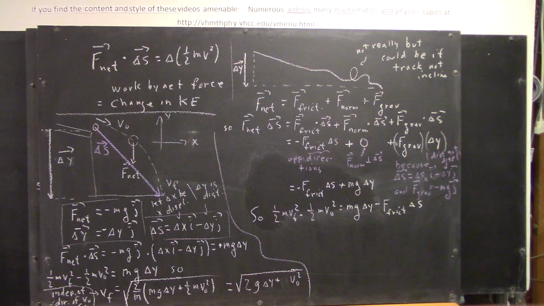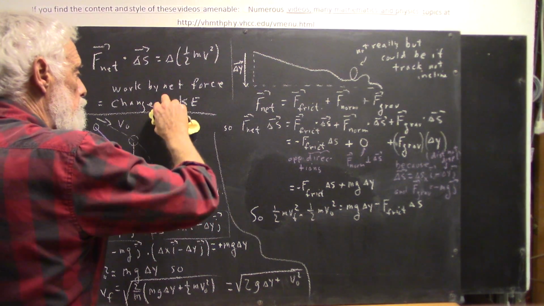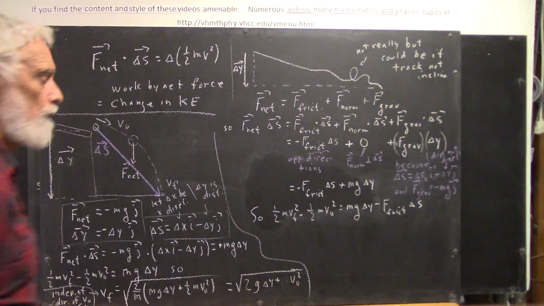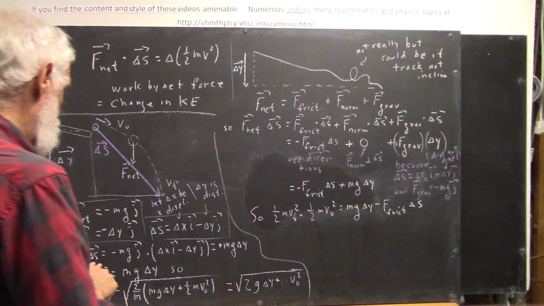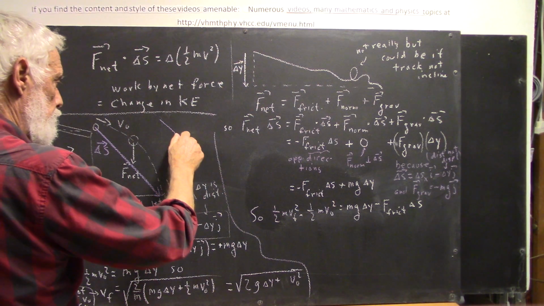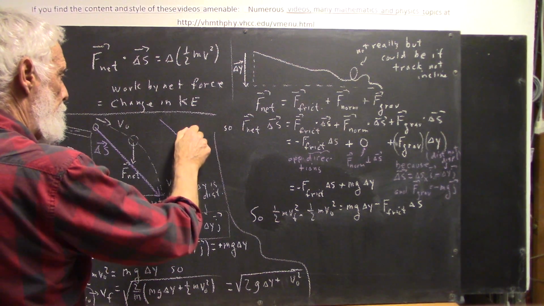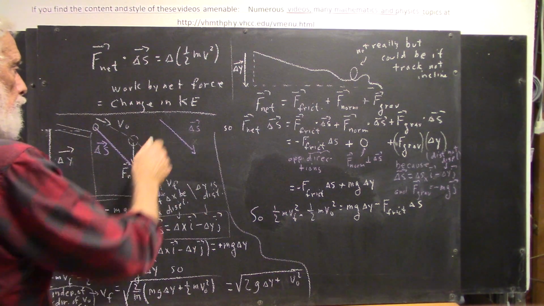but I'm going to erase my indication of the X and Y directions and draw kind of a facsimile of this thing. I'm going to put our two vectors like this. Here's our delta S. And here's our F net.